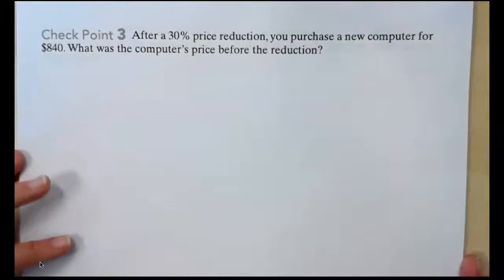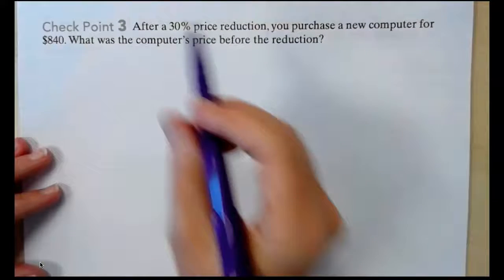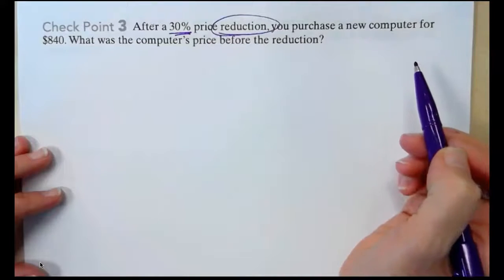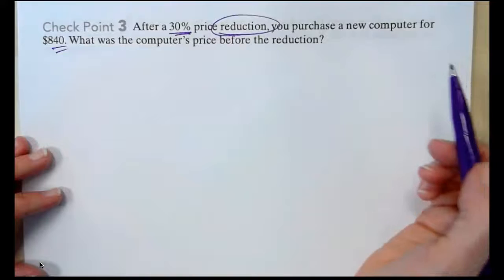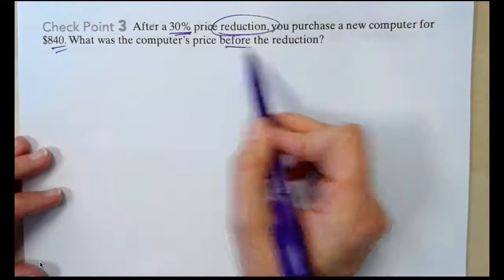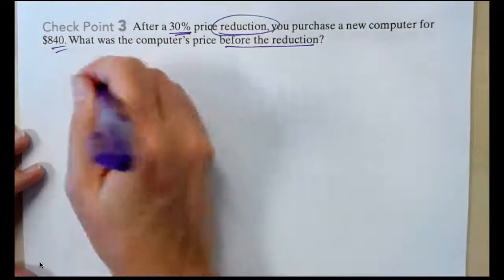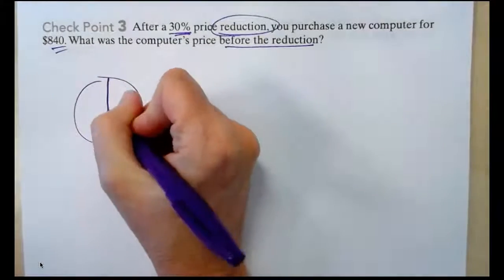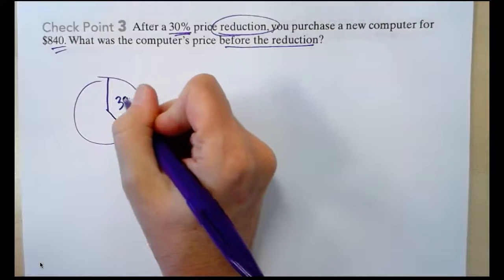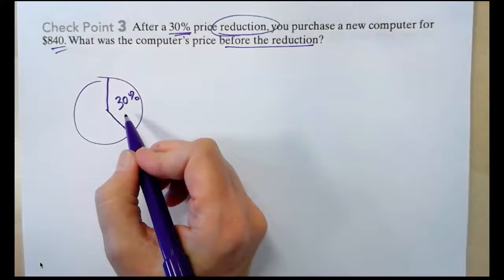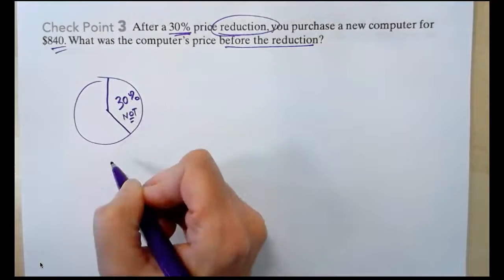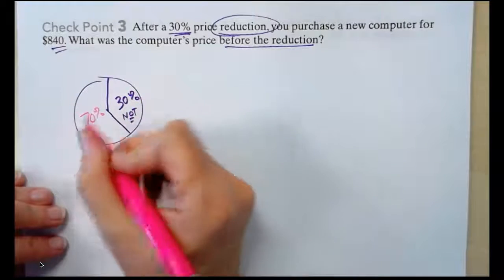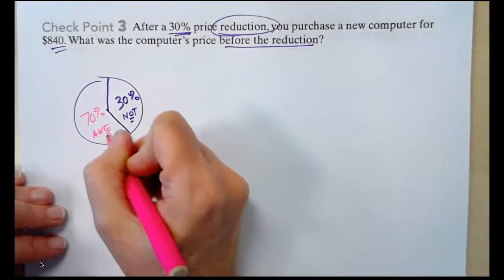Next, we talked about percents some more. After a 30% price reduction, you purchase a new computer for $840. What was the computer's price before the reduction? So visualize a pie chart here. And if we are getting a 30% reduction, 30% is what we are not paying, which means what we are going to pay is 70%.